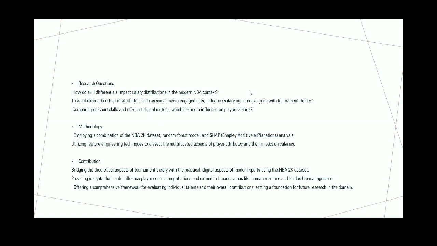For the methodology part, I'm going to use the 2K dataset, and I use a random forest model and SHAP values for feature importance. I'm also going to use feature engineering techniques for the multifaceted aspects of players' attributes. I'm trying to bridge those gaps between tournament theory and the practical area of sports and people analytics using the 2K dataset, and there's going to be insight about players' contracts and maybe broader areas like human resources and leadership management.